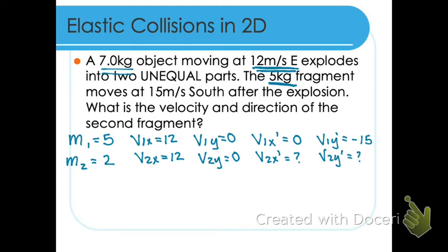Okay. I'm not going to tell you that we're always going to solve for the second object. I don't know. That's just typically how it goes. But sometimes you have to solve for the initial velocities of something too, but it's not as common. All right, so let's go ahead and set up. I just like to do the x first for no real particular reason, but that's what I do. Okay, so I'm going to go 5 times 12 plus 2 times 12 equals 5 times 0 plus 2 times v2x prime.